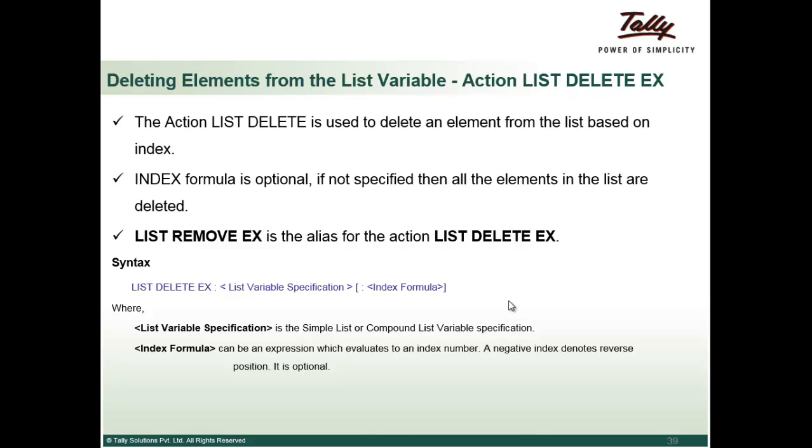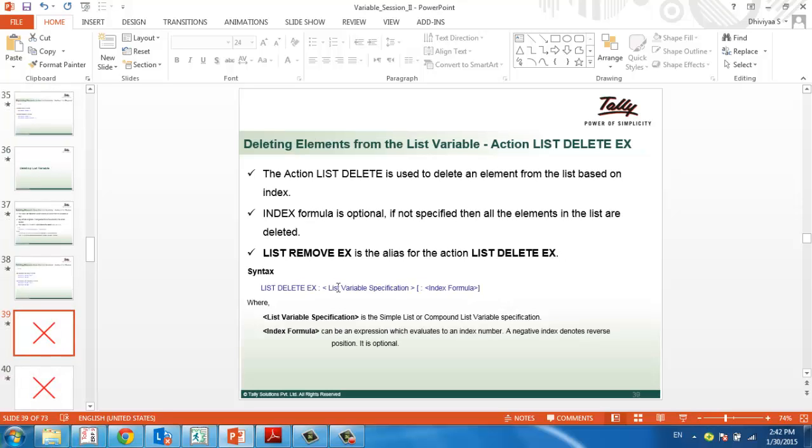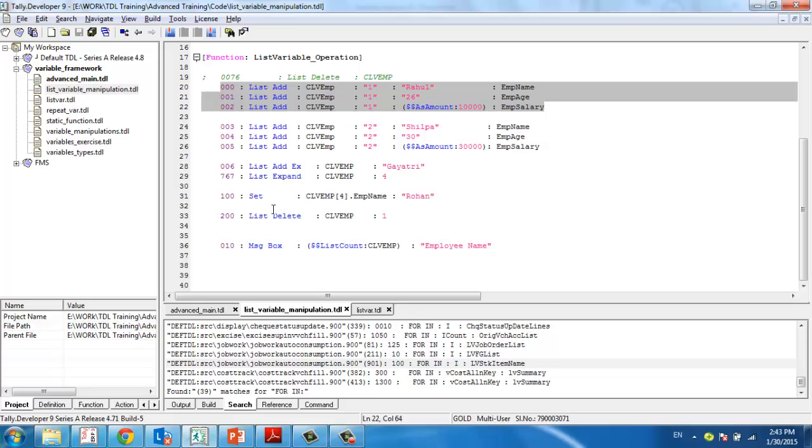We can check that also. So what is the syntax? It is the same. You say list delete x, you specify the list variable name, and then you give the index. Previously in list delete we gave the key, here we'll specify the index.